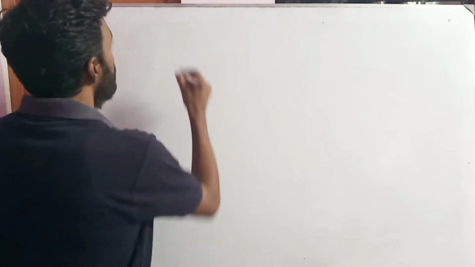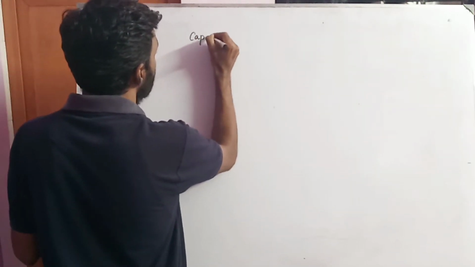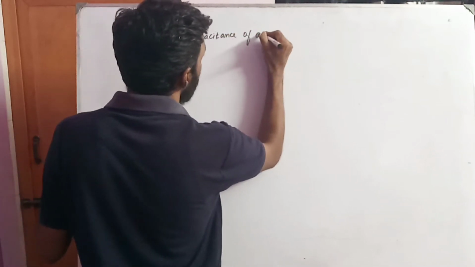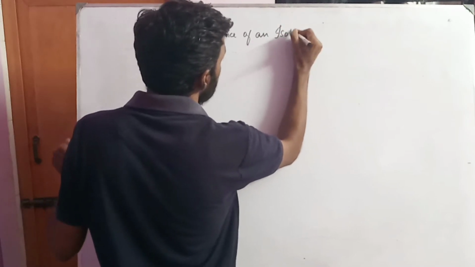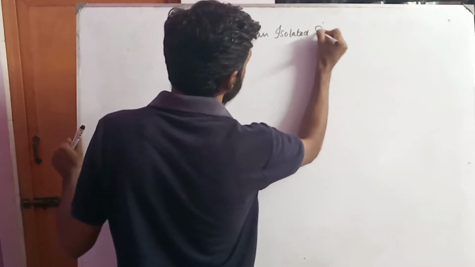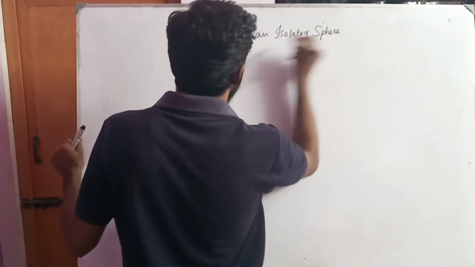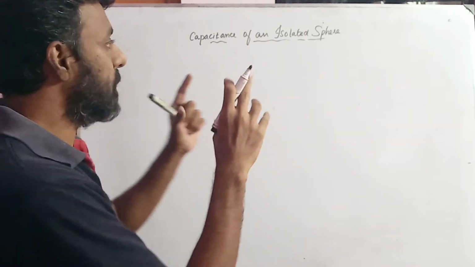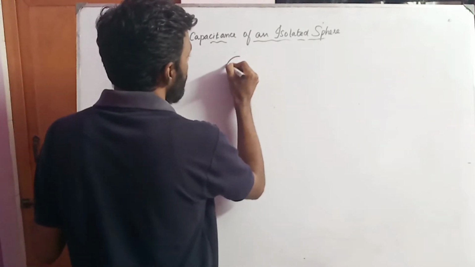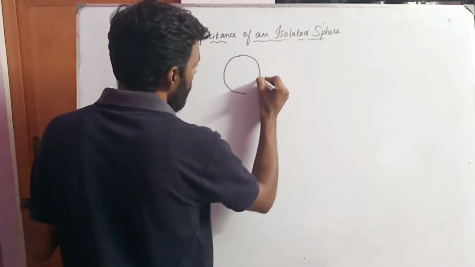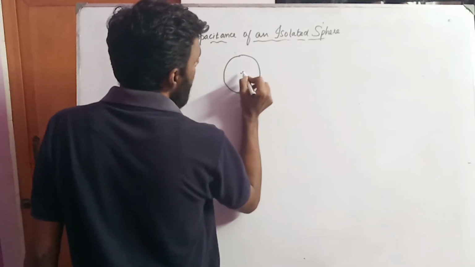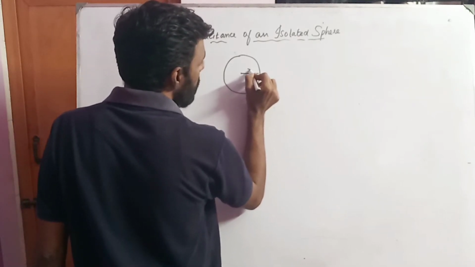Capacitance of an isolated sphere. First, just imagine a sphere. This is a sphere. In this sphere, the center point is situated over here, and let us assume that the radius of the sphere is r.